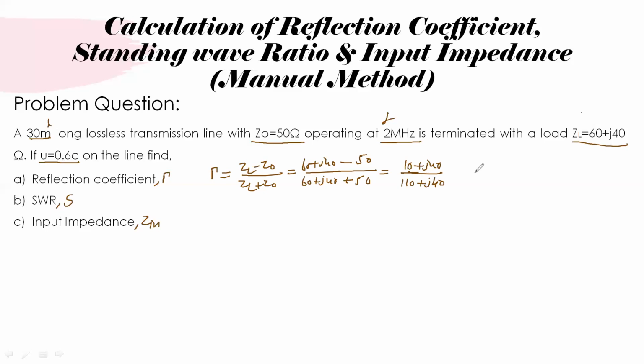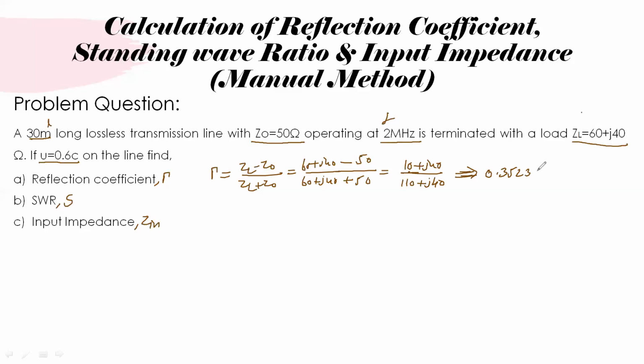To convert this value into phasor form, that can be done using your scientific calculator. If you want to do it manually, without the calculator, you can take the magnitude of both the numerator and denominator and take the ratio. The magnitude is the root of a squared plus b squared. Taking the ratio of these values, the answer will be 0.3523. This is the magnitude value.